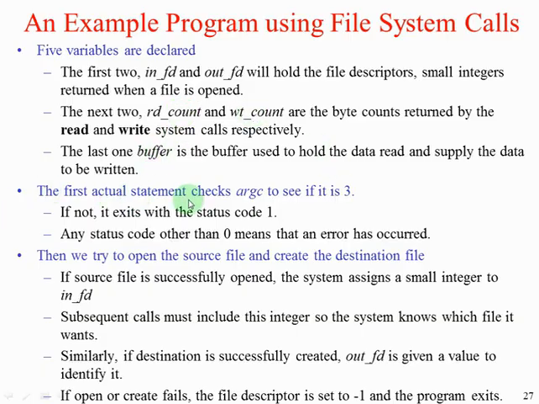Now the first actual statement checks the argument count to see if it's 3. If not, it will exit from the program. Any status code other than 0 means that an error has occurred. Now when we try to open the source file and create the destination file, the following will happen. It will check whether the source file is opened successfully, and it will assign a small integer value to infd. Subsequent calls must include this integer so the system knows which file is wanted. Similarly, if the destination file is successfully created, then outfd will be assigned an integer value to identify it. If open or create fails, the file descriptor will be set to -1 and the program exits.